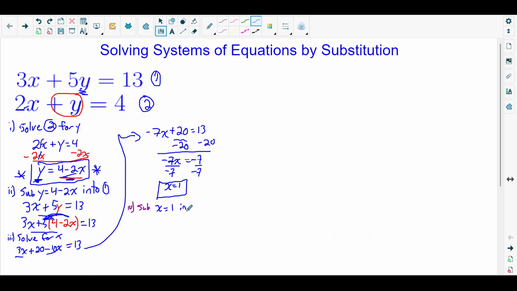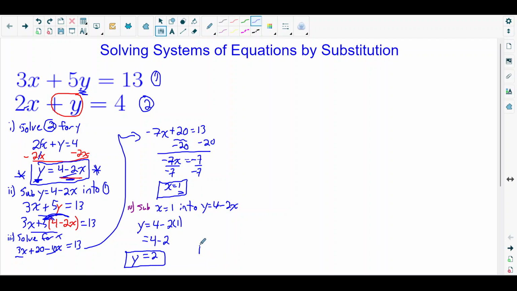Into y equals 4 minus 2x. So let's go ahead and do that. We get y is equal to 4 minus 2 times, and we already said up here that x equals 1. So we'll substitute there. And now we just evaluate. Following order of operations, 4 minus 2 times 1 is 2. 4 minus 2 then is 2. So we get y equals 2.